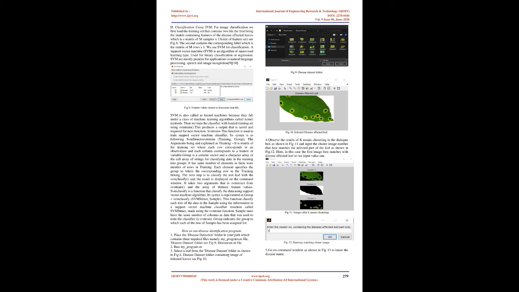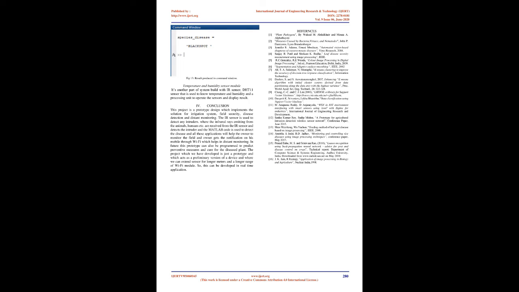A support vector machine, SVM, is an algorithm of the supervised learning type, used for binary classification or regression. SVMs are mostly popular for applications in natural language processing, speech and image recognition 9-10. SVM is also called kernel machines because they fall under a class of machine learning algorithms called kernel methods. Then we train the classifier with the loaded training set using svmtrain. This produces an output that is saved and required for the next function.